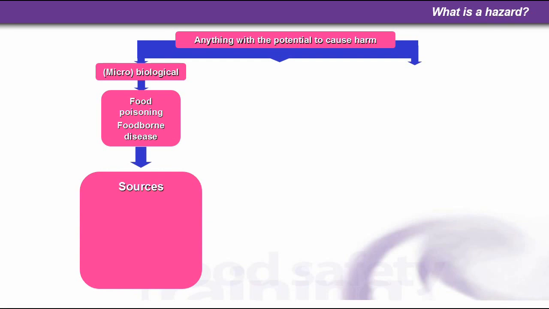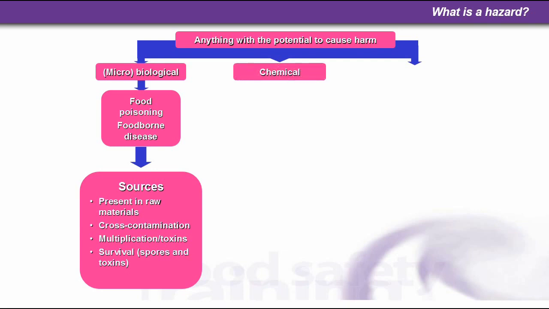And the sources of microbiological contamination could be present in raw materials, cross-contamination during the process, multiplication and toxins, multiplication of bacteria as they grow, and toxins released from bacteria when they grow, and the survival of spores and toxins.